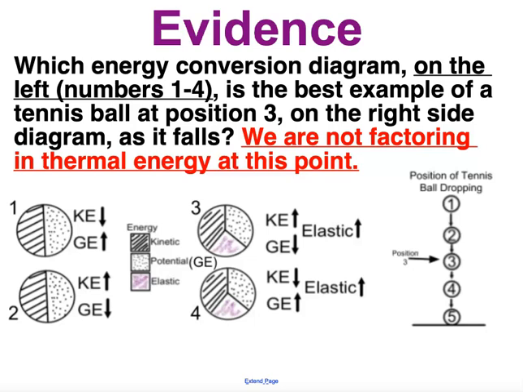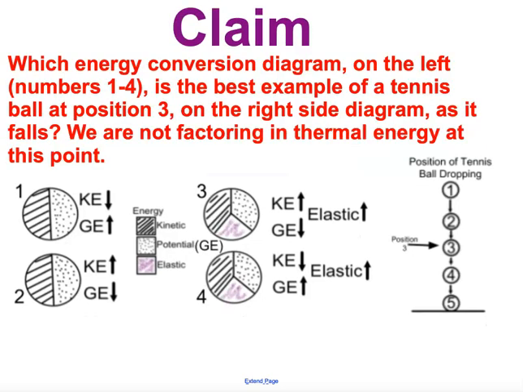So when we make the claim now, remember your claim has to be thorough. It can't be, well, I think the answer is number 2. I'm guessing the answer is number 2. It's got to be number 2. So here's how you might write that. It's got to be a little bit more specific than that. So which energy conversion diagrams on the left, numbers 1 through 4, is the best example of a tennis ball at position 3? So you want to include this in your claim.